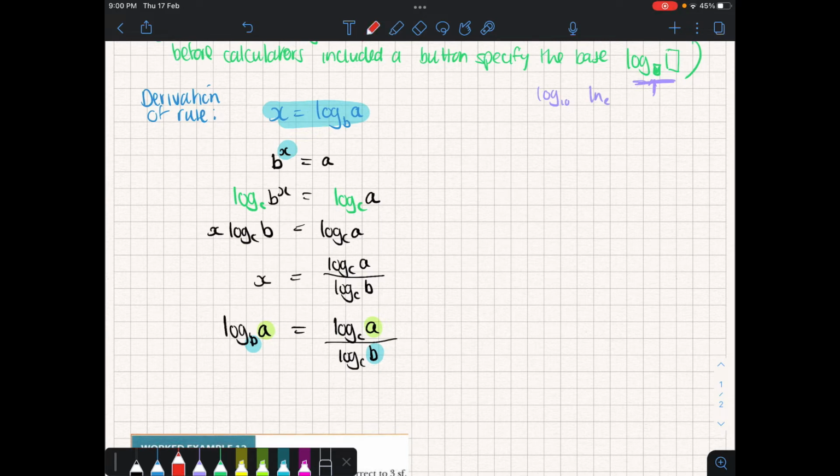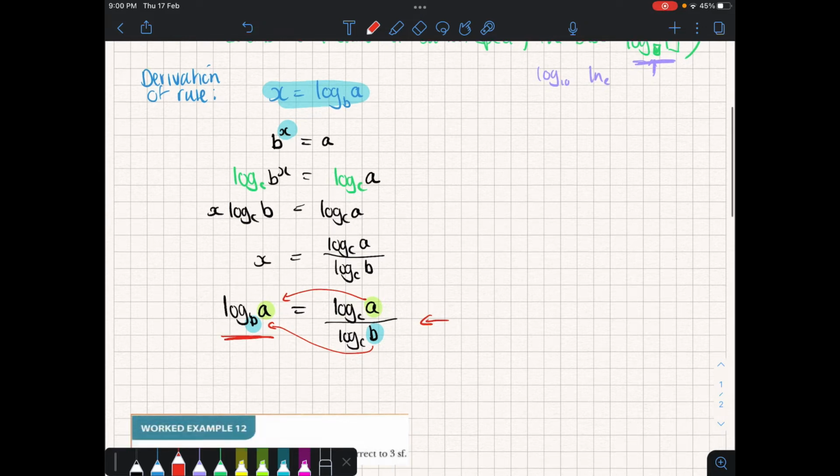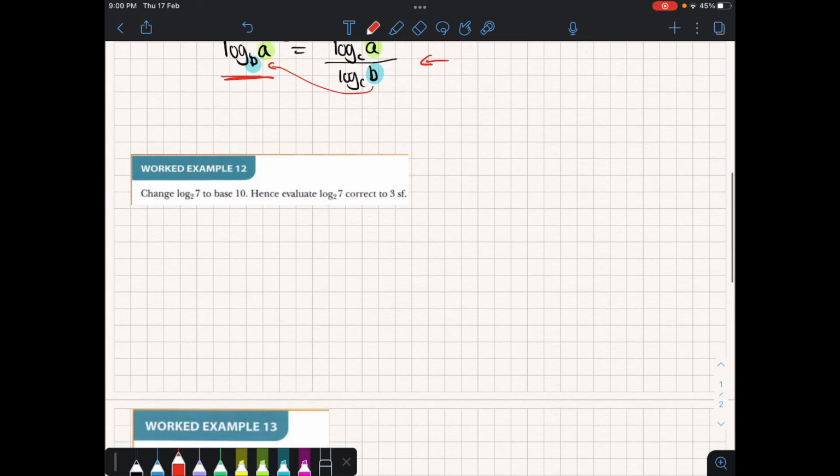And this also brings an interesting observation. If we are dividing logs with the same base, they can be simplified where the bottom value becomes the new base and the top value becomes the new value. Okay, so let's look at some examples of why we'd want to change base.